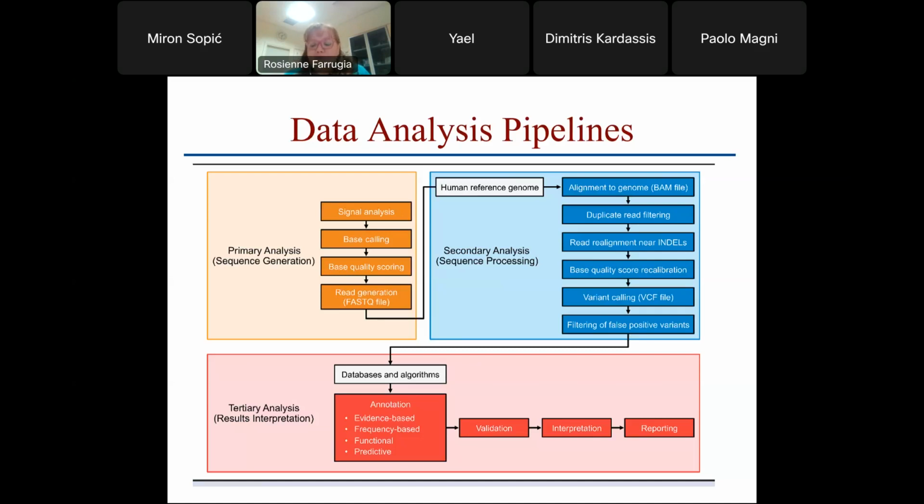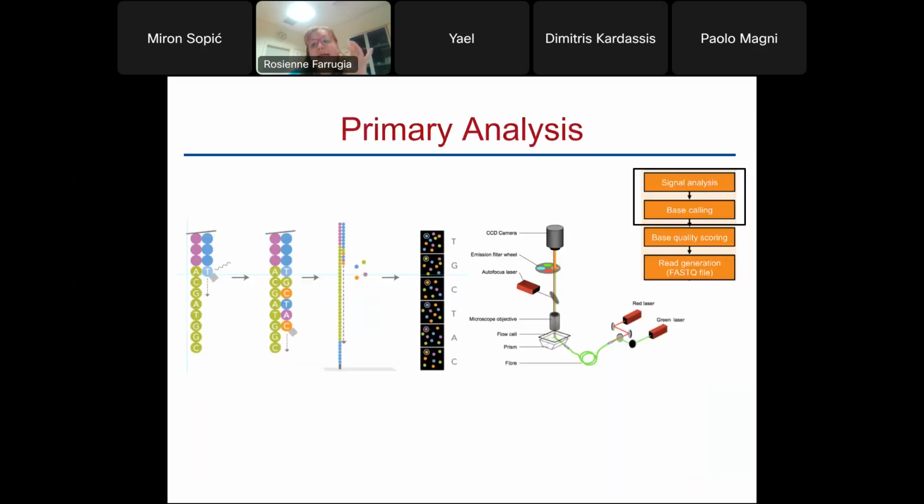I did say I was not going to go into data analysis, but I do want to explain a couple of things about the primary analysis and this thing of quality. How sure are we of the quality of our data?